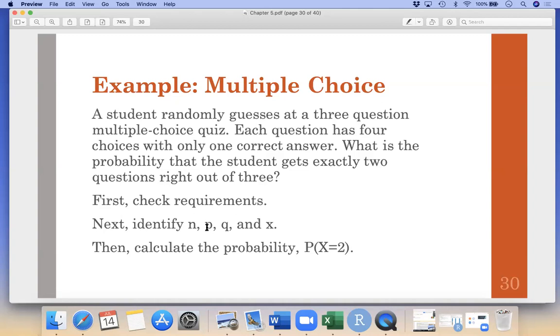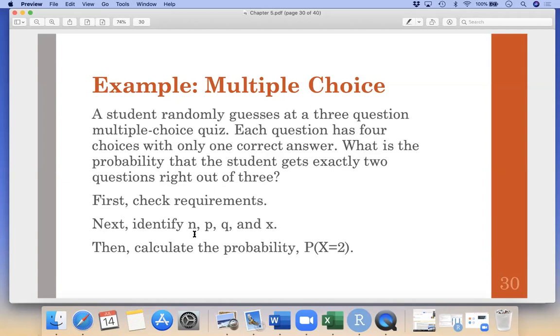Okay, now we know the probability of success. We know what our n is, it's 3. Then if you know p, the probability of success in each trial, we can find q. q is the probability of failure in each trial. How can we find q? It's 1 minus p. Then the last one, what is the probability that the student gets exactly two questions right? So that is the question we want to find. Exactly two questions right out of three.